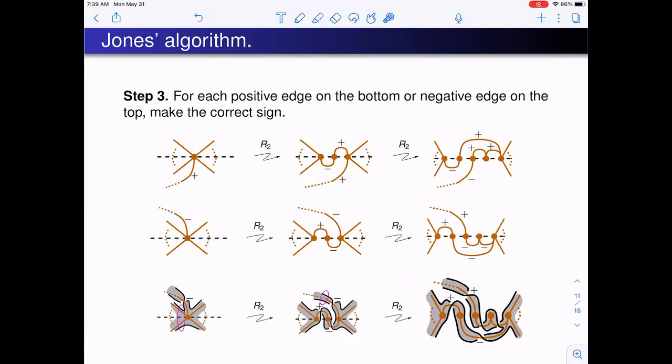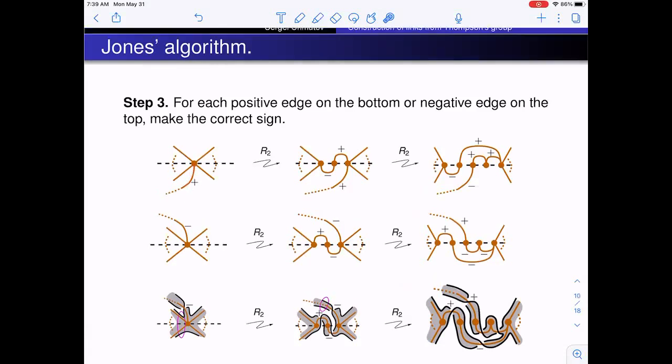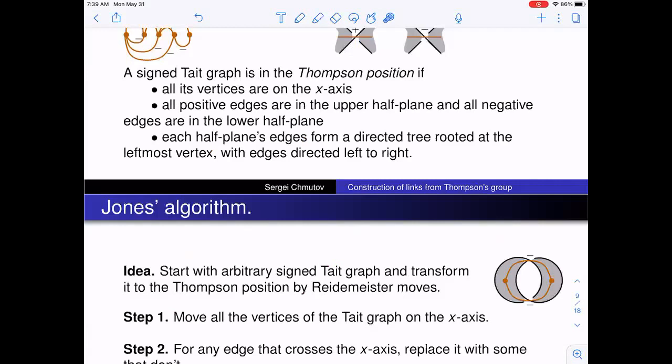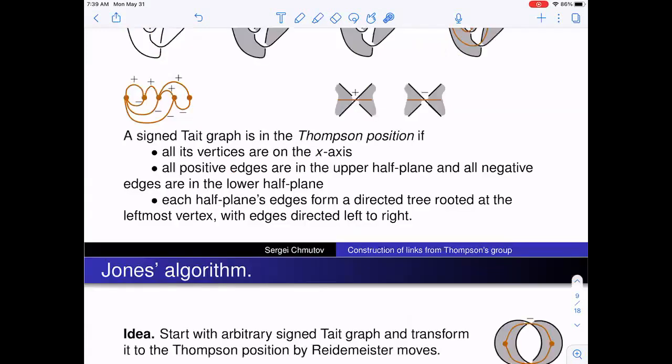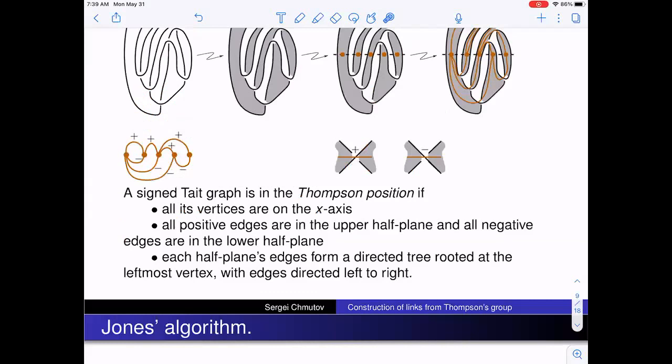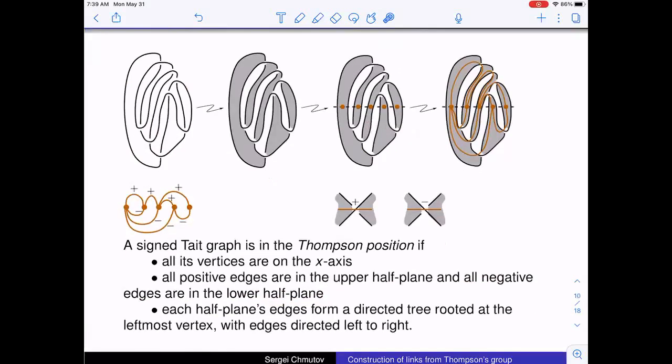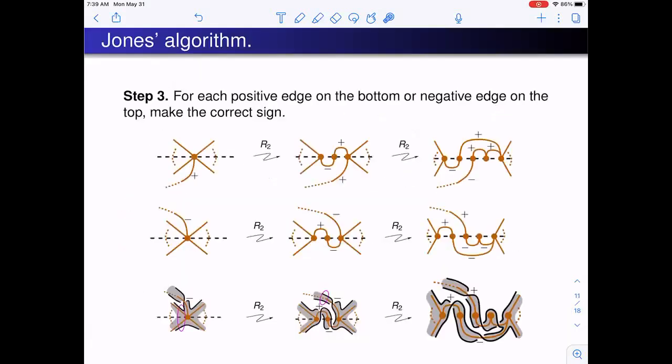If I have a wrong sign, if I have an edge in the lower half plane and it is positive, in the lower half plane it is supposed to be negative. That was the definition. In the lower half plane, it has to be negative. In the upper half plane, it has to be positive. Okay, and that is what step 3 takes care of. So I will have it like that.